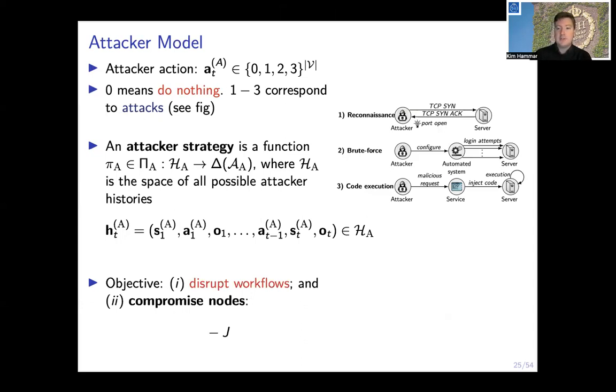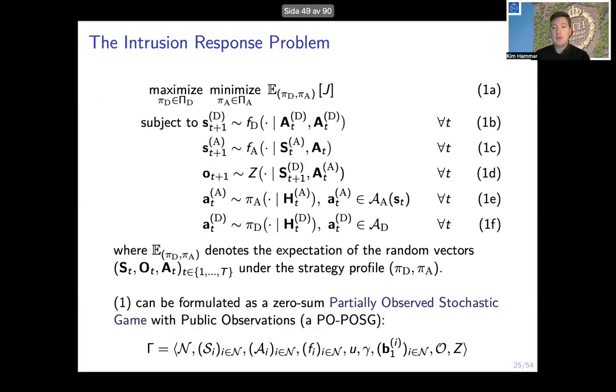Now, based on these definitions, we can formally state the problem that we're trying to solve, namely the intrusion response problem, which is defined here in equation 1. Implicitly, equation 1 is defining a game where the maximizing player is the defender and the minimizing player is the attacker. This is a particular type of game called a partially observed stochastic game with public observations that I will denote here with capital gamma.